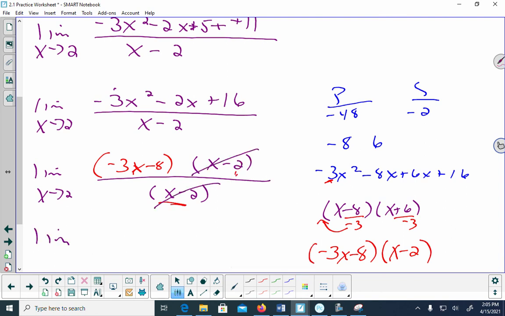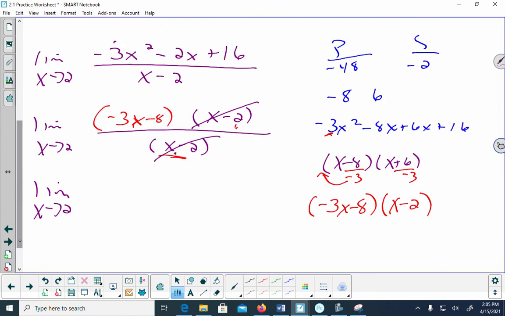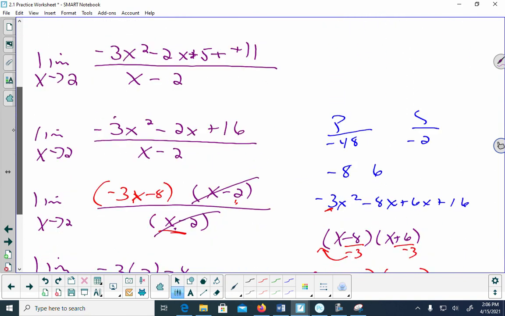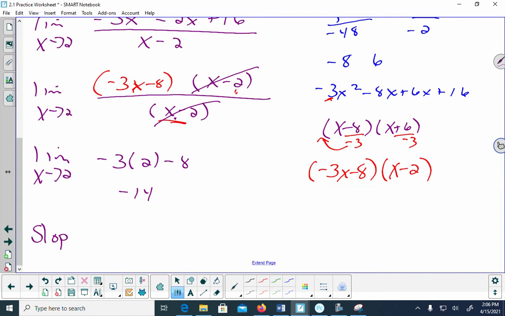So now I'm taking the limit as x approaches 2. All I have to do, because now I don't have a problem with the denominator being 0, is do direct substitution. So I'm going to have negative 8 minus negative 6 minus 8, and I'm going to get negative 14. So my slope, what does it ask me for? It's been so long, I forgot. It says find the slope of the tangent line. So the slope of the tangent line when x is equal to 2 is negative 14. That's just when x is equal to 2.